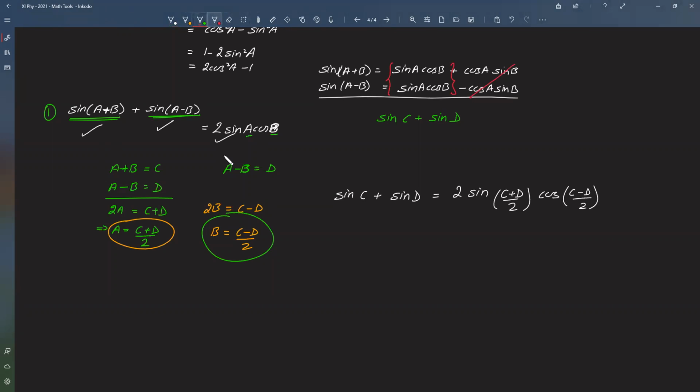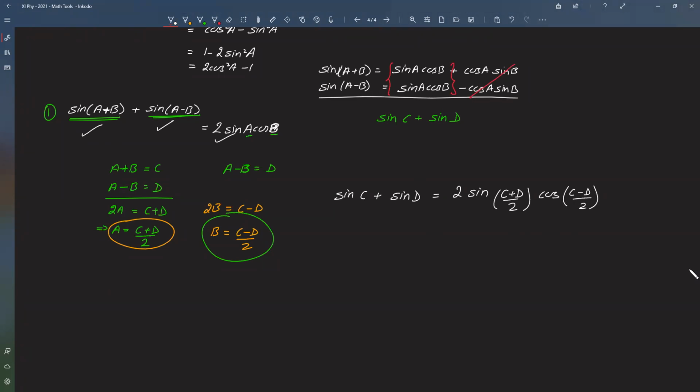Now again, here you will get a set of 4 such formulas: sine plus sine, sine minus sine, cos plus cos, cos minus cos. So in total you will have 4 such formulas, and I'll write the final expressions directly and leave the derivation for you. If you face any difficulty in the derivation, then let me know.